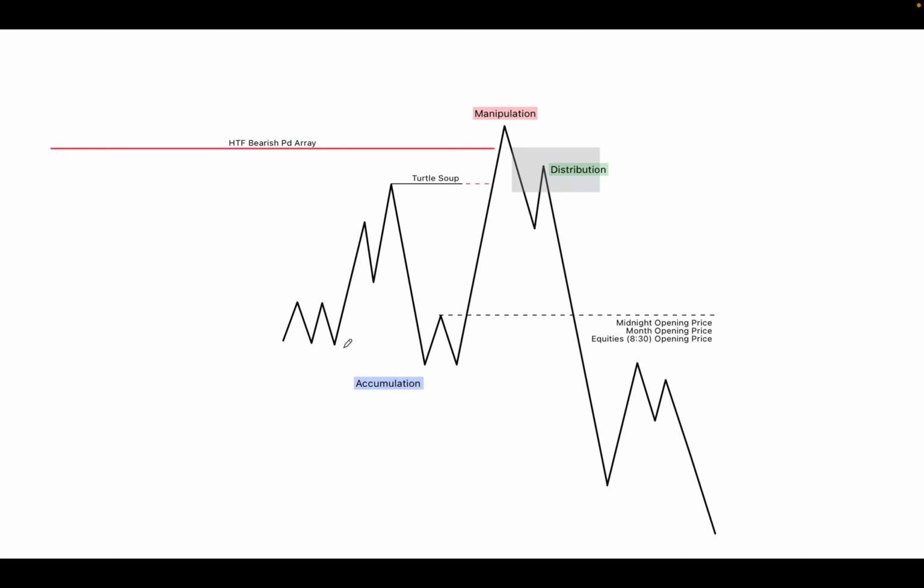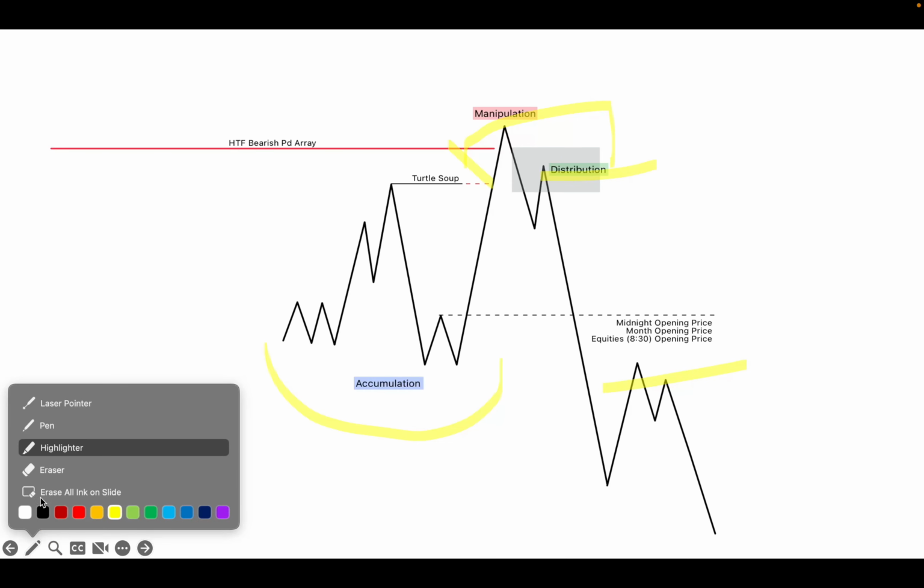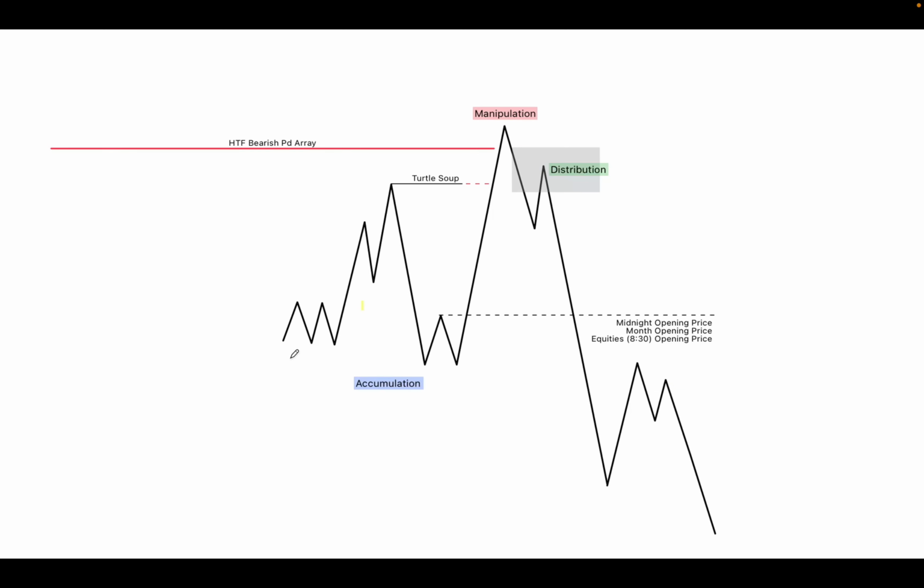Now this is an illustration, a diagram representing what I've been explaining. You can see during accumulation, we had price accumulate, then a total soup. That total soup happened because of the manipulation. So you can enter here. This is your second entry, and this will be your third entry. You can enter on the total soup that tags the higher time frame bearish PDRA. You can enter on the distribution, and you can enter on the breaker.